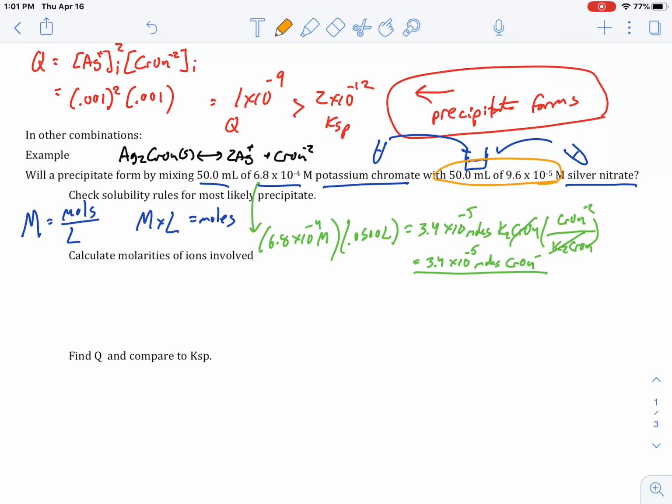We'll start with molarity, 9.6 times 10 to the minus 5th molar. The volume is also 50 milliliters. So here we get 4.8 times 10 to the minus 6th, and that's moles of silver nitrate.